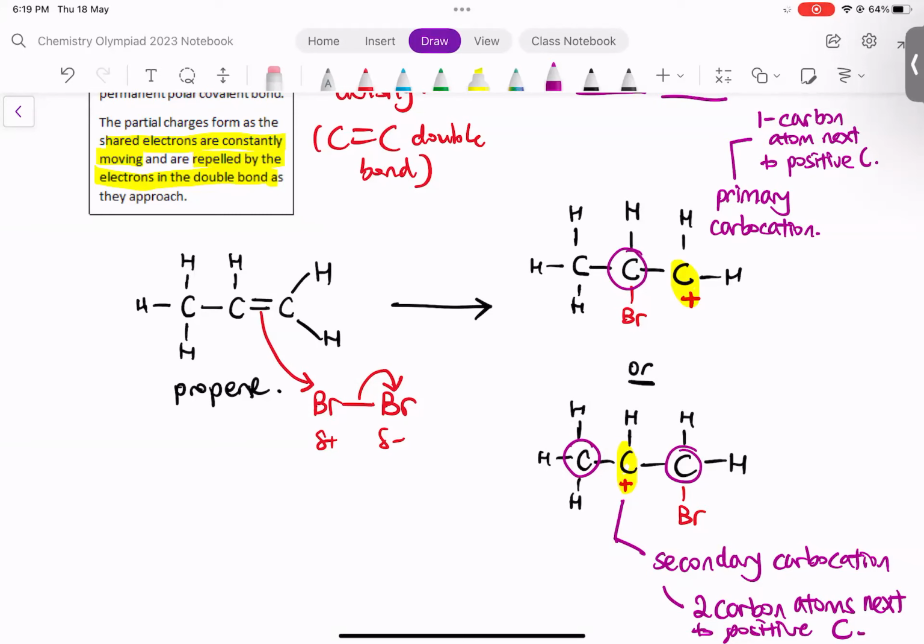Okay, we just did the mechanism of electrophilic addition of alkenes. So now I'm going to move on to the next part. To do the next part, we need to keep in mind the concept that there are two different carbocations possible, the primary carbocation as well as the secondary carbocation.